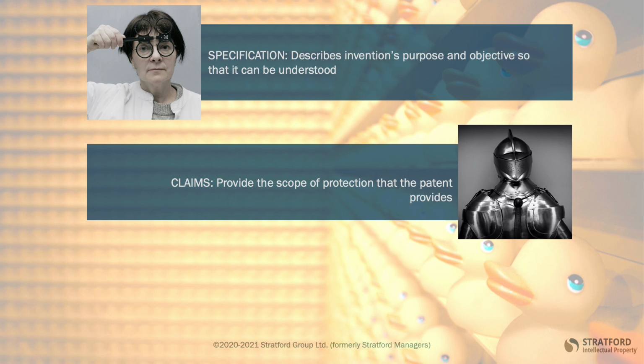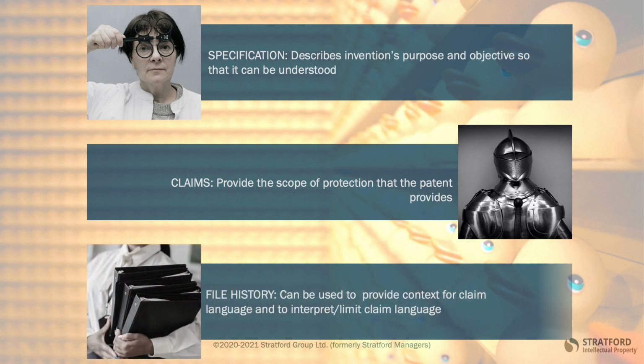This is why it's important that a specification be quite broad and define the key elements in the broadest sense possible. The file history, which are the arguments provided by the patent agent to the patent examiners, may often also be used to narrow the scope of the claim language from their plain English meaning.